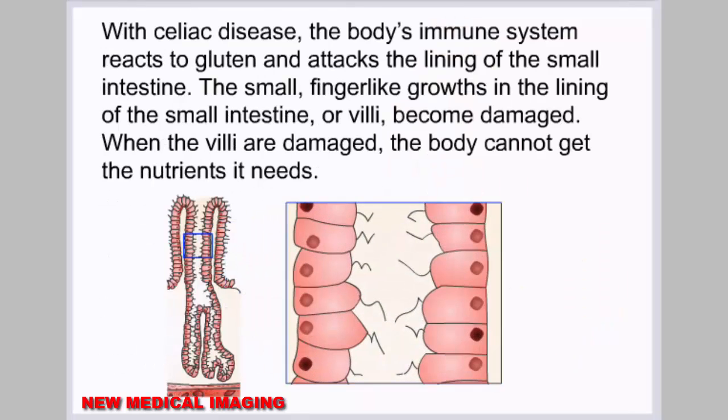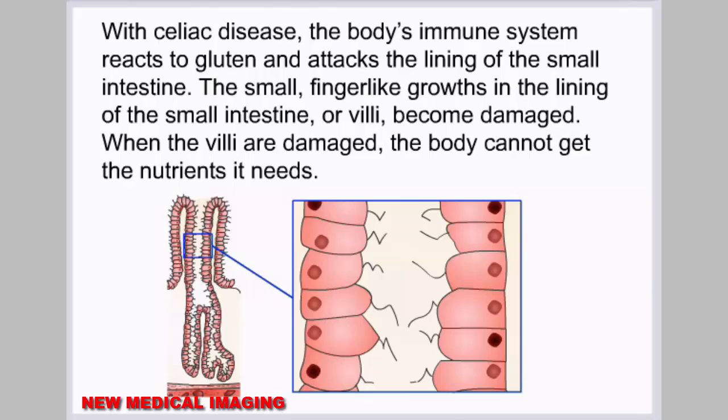With celiac disease, the body's immune system reacts to gluten and attacks the lining of the small intestine. The small, finger-like growths in the lining of the small intestine, or villi, become damaged. When the villi are damaged, the body cannot get the nutrients it needs.